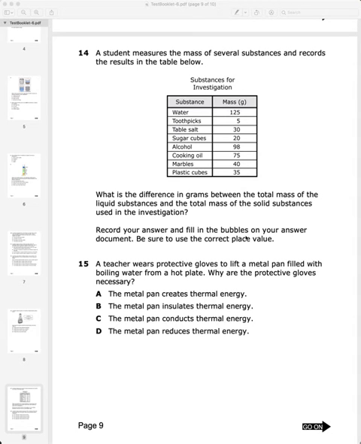Okay, so you've got to do a little bit of math in there. You can pause and do this as long as it takes, and go back and listen to me reread it if you need me to.